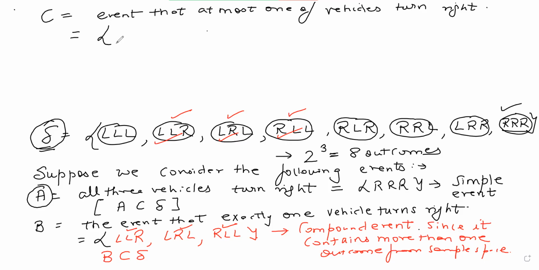So in blue color, we can pick this up. At most one of the vehicles turns right means, first of all, no vehicle turns right. That means LLL, all turn left. And another possibility is exactly one of the vehicles turns right. Exactly one vehicle turns right means LLR, LRL, and RLL.